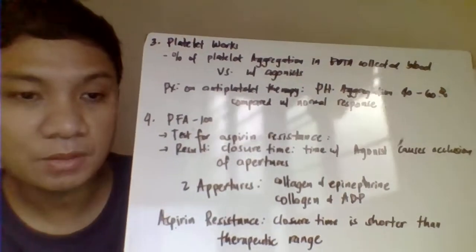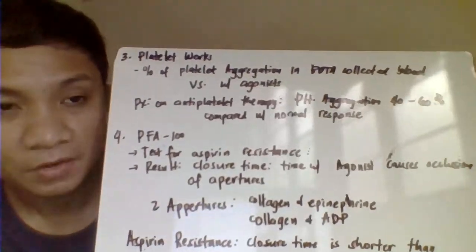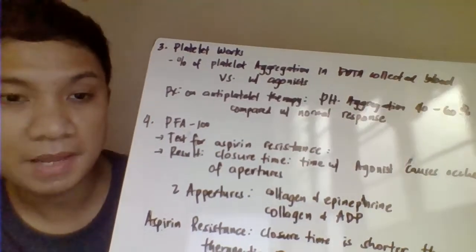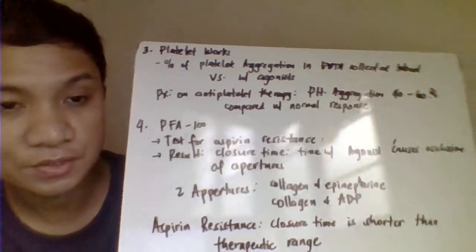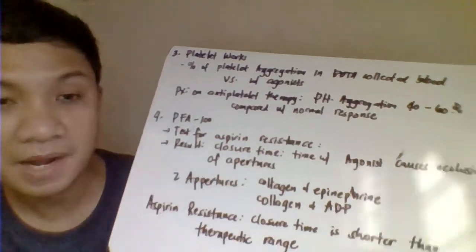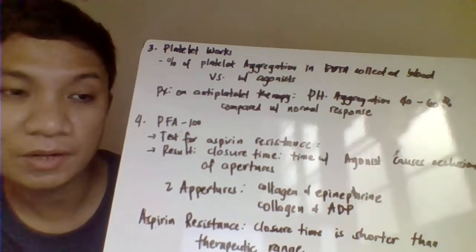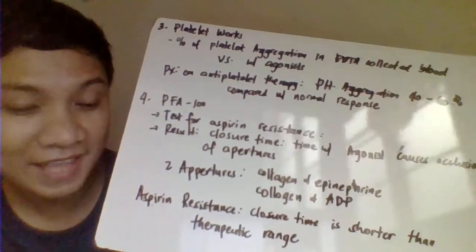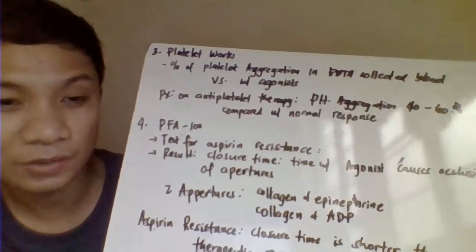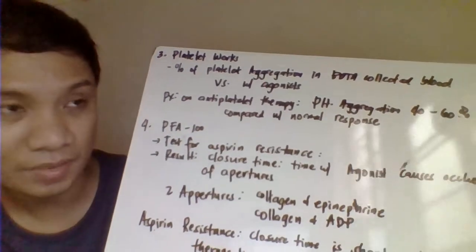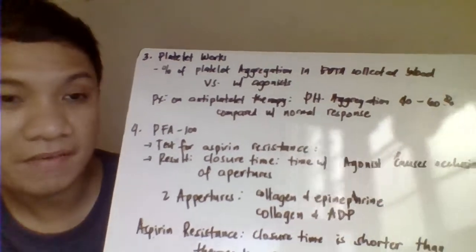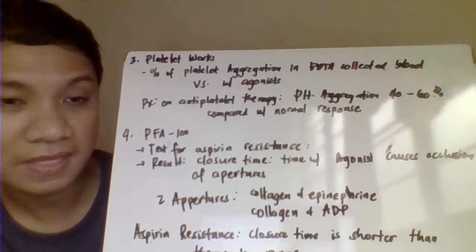Okay, another instrument we have here is the PlateletWorks. The PlateletWorks tries to measure platelet aggregation as a percentage, comparing the aggregation of the platelets collected in the EDTA versus the one collected with your agonist. You just compare them. This will also identify the patients on antiplatelet therapy.